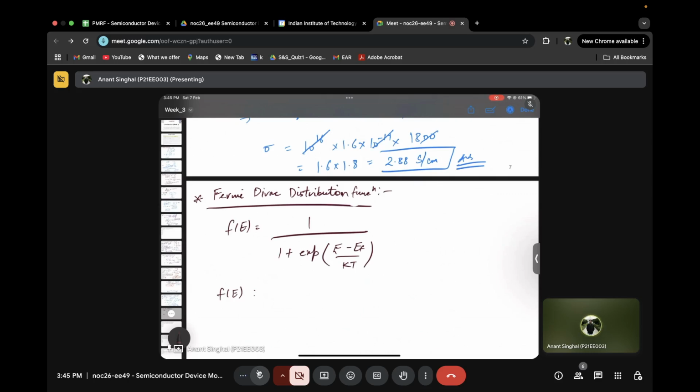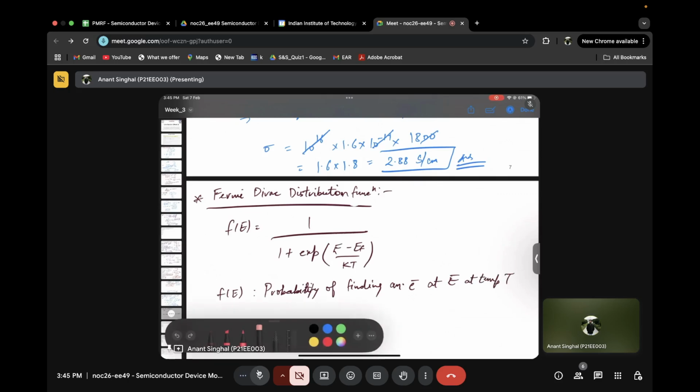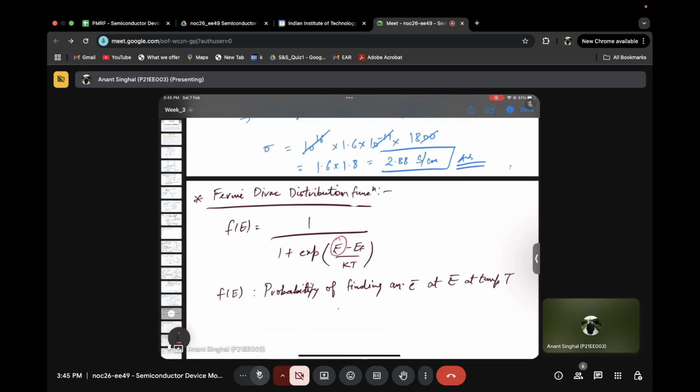Yes, exactly. So Fe is actually the probability of, as she said, finding an electron at energy level E and at temperature T. So these are the two things that are variable here. One is this E, which is here, and one is this T, which is here.